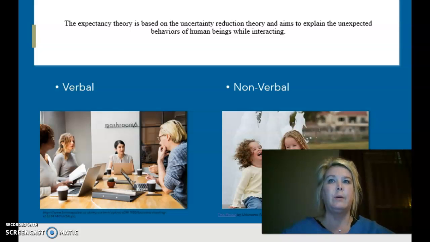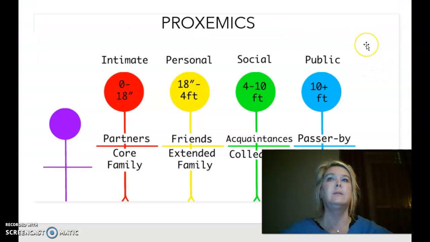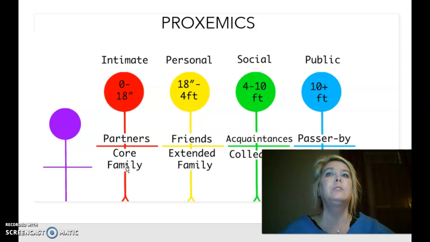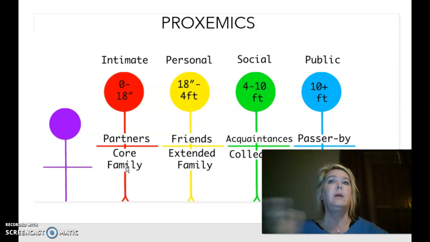Griffin points out in chapter 7 the personal space concept that was identified by Illinois Institute of Technology anthropologist Edward Hall. Hall defines the term proxemics, which is the study, according to culture, of personal space. So 0 to 18 inches is your core family, people that you're intimate with. Your personal friends and your extended family are your personal proxemic.